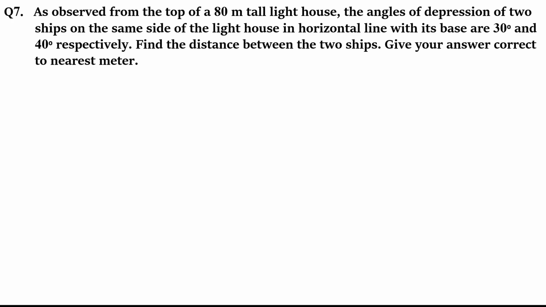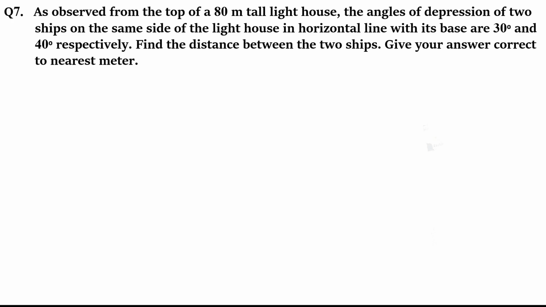The angle of depression of two ships on the same side of the lighthouse in the horizontal line. The horizontal line will be the sea water, and there are two ships on the sea and both are on the same side. Sometimes the question comes, they are on the opposite side. Then the lighthouse should be in between, one ship this side, one ship the other side. But since they have said they are on the same side, we have to keep this point in mind. And the angles are given as 30 degree and 40 degree.